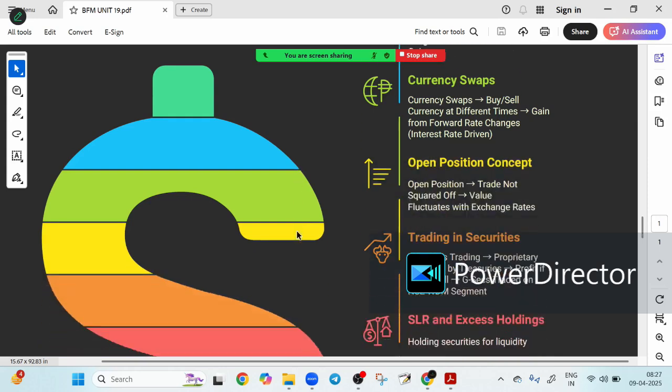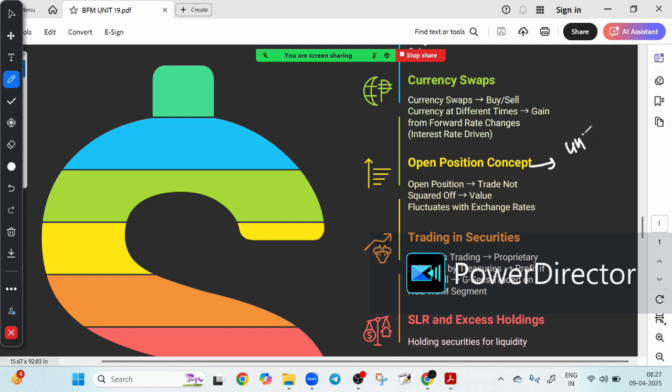Then we have the open position concept. What is the meaning of open position? An open position means an unfinished trade, right? Why is it called open? Because it is an unfinished trade. An open position means a trade that is not fully squared off. The value fluctuates with exchange rate movement. Remember, the value fluctuates with the exchange rate movement, and it is tracked carefully to manage exposure and avoid risk. That is the concept of open position, meaning the trade has not been fully squared off.